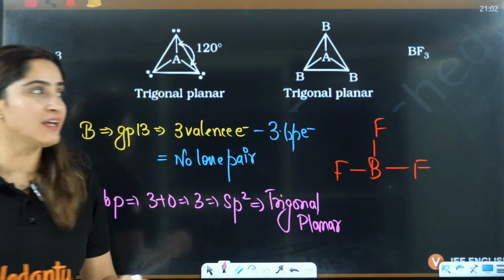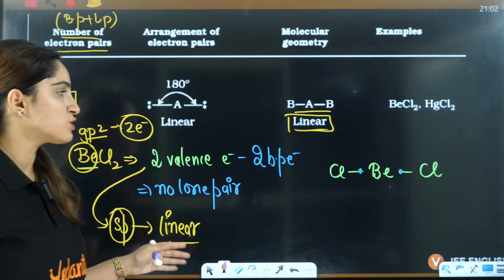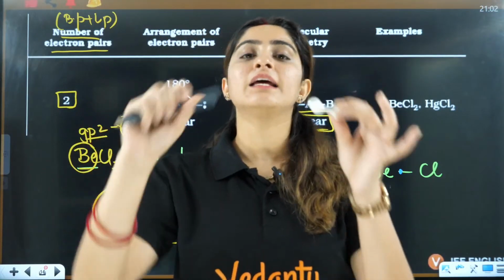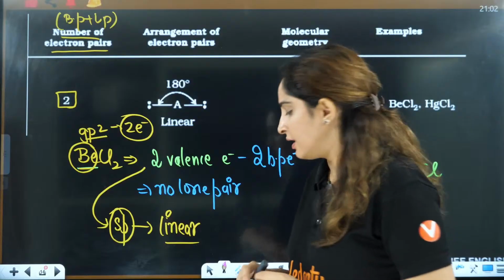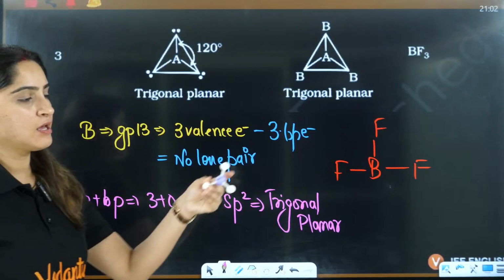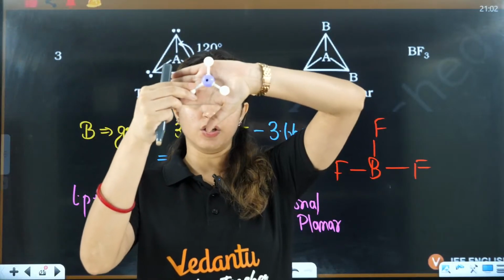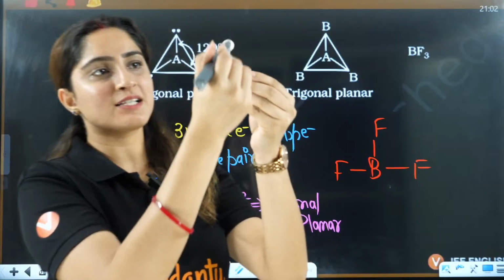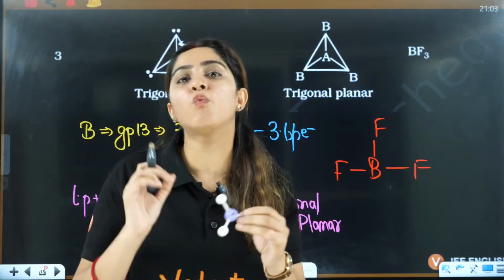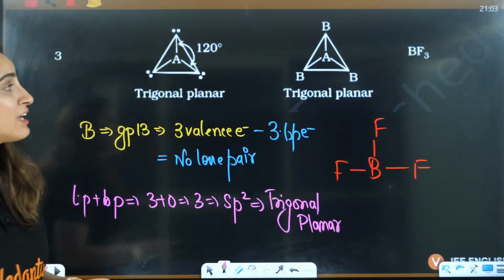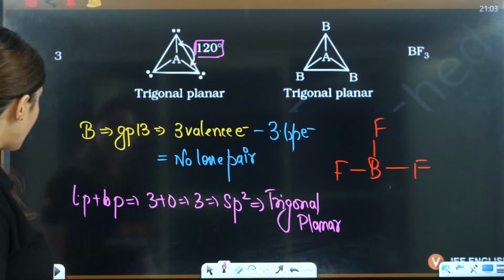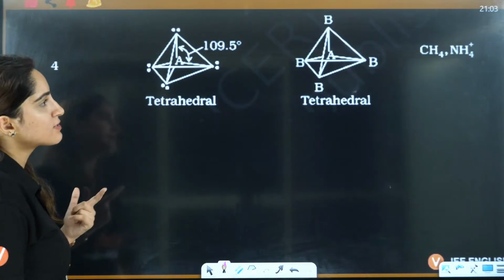If you see linear geometry that we discussed here is sp, that is going to look like this. This is a linear geometry, that is 180-degree angle. In a trigonal planar structure, you will have this kind of structure where it is in a plane and it is like a triangle, right? And if you divide 360 by 3, you will have 120. So that means each angle is going to be 120 degrees here. Okay, now next is an example I'll take.